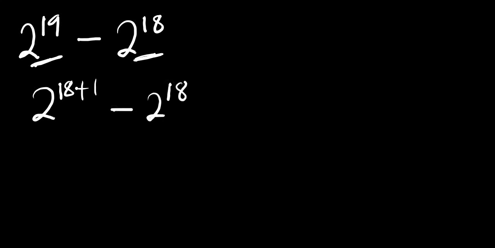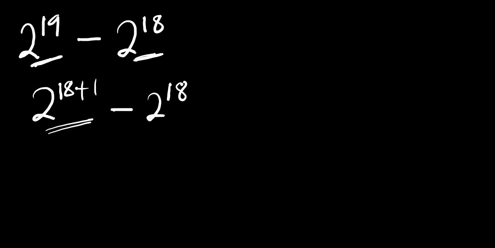Hello, in this video we are going to evaluate and find its final answer without making use of a calculator. 2 to the power of 19 minus 2 to the power of 18. Whenever you have a problem like this, what you need to do is to rewrite 2 to the power of 19 as 2 to the power of 18 plus 1. We want it to correspond with what we have here. Then we have minus 2 to the power of 18.